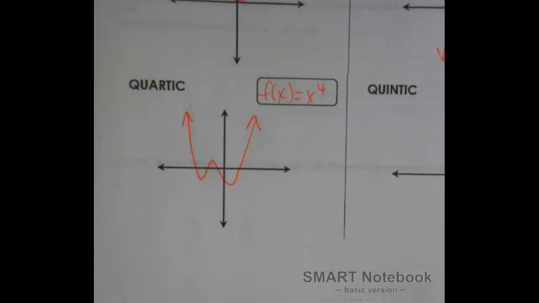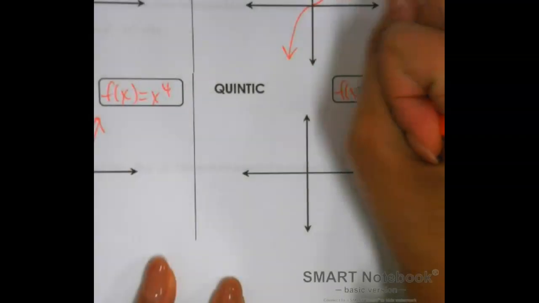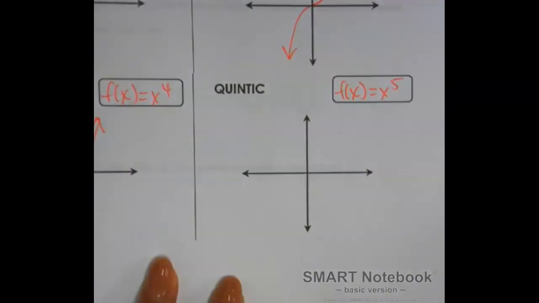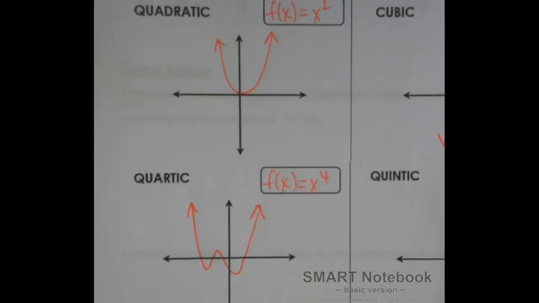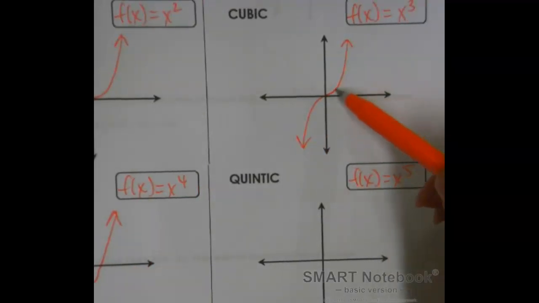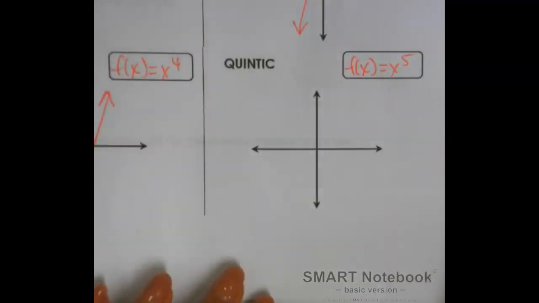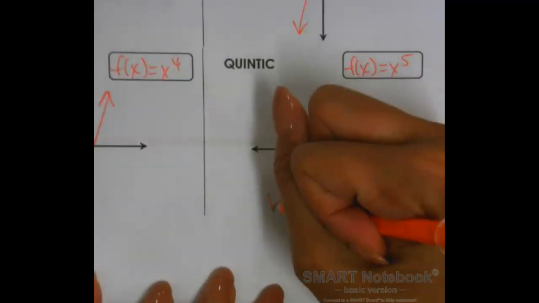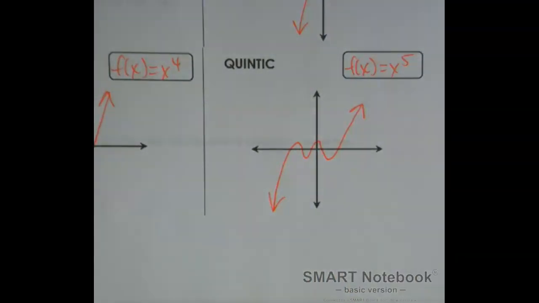For a quintic graph, what do you think the exponent is going to be for that? 5. So the parent function for a quintic would be x to the 5th power. Just like we saw the quartic function kind of mirrored a quadratic, same thing for cubic. The issue is for a quintic function, it's going to have some gunk and some craziness in the middle. So let me show you guys what it'll look like. It'll still have the same shape as a cubic function. It's just going to look something like this, where you're going to have some loops and some twirls kind of in the middle of it.